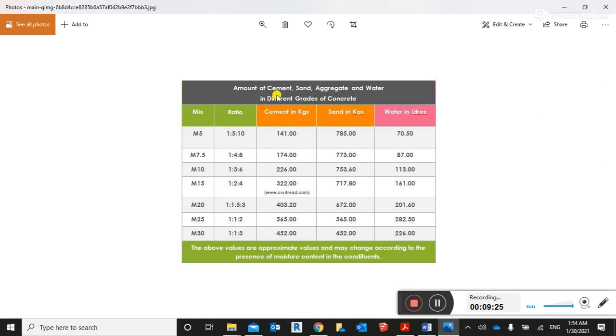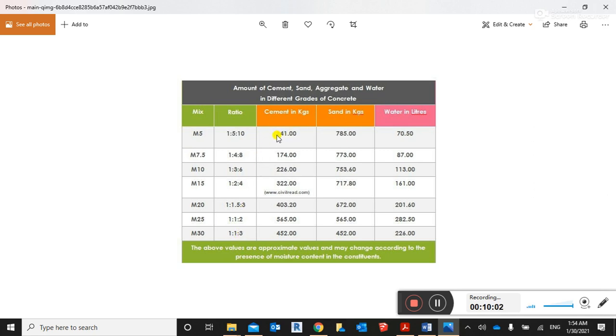Guys, again, the amount of cement, sand, aggregate, and water in different grades of concrete. In M5 the ratio is 1:5:10, as I just explained previously. M7.5 ratio is 1:4:8. In M10 1:3:6. M15 1:2:4. M20 1:1.5:3. M25 1:1:2. M30 1:1:3, where 1 is cement, 1 is sand, and 3 portions is aggregate.